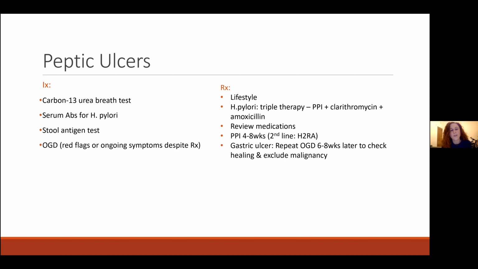If H. pylori is the cause of these peptic ulcers, you want to give them triple therapy, which is a PPI, such as lansoprazole or omeprazole, clarithromycin, and amoxicillin.